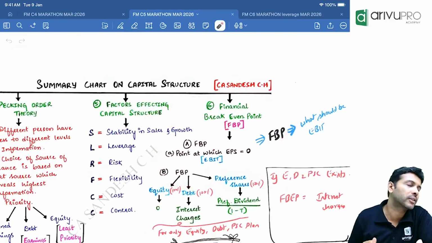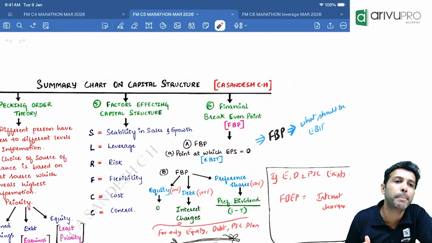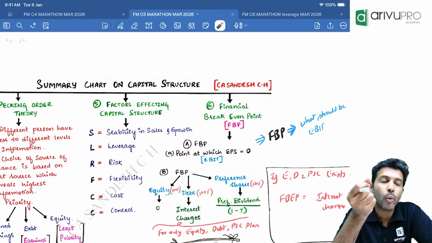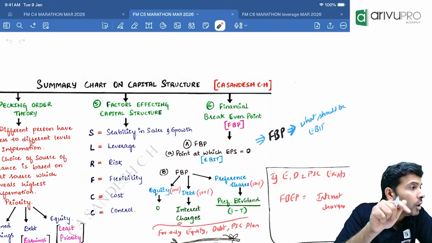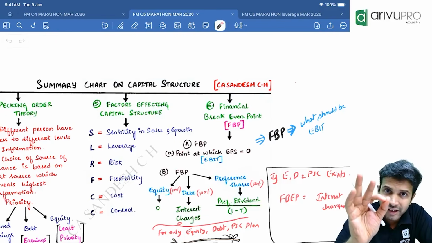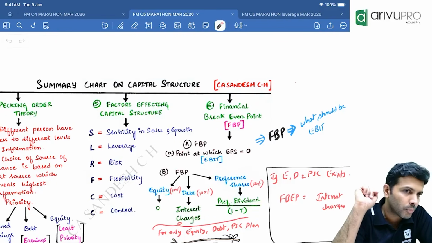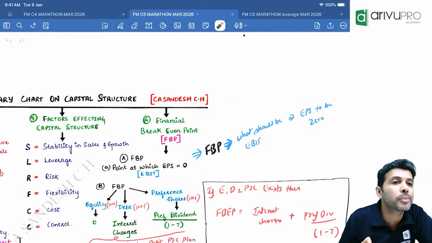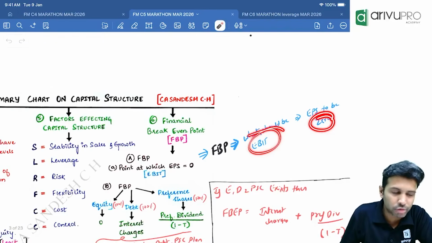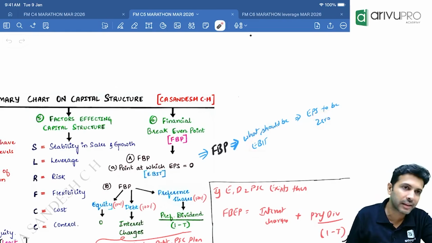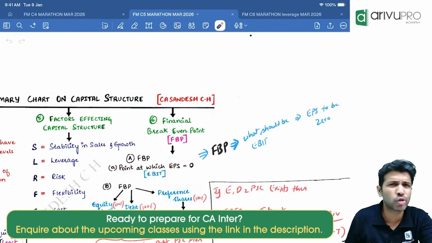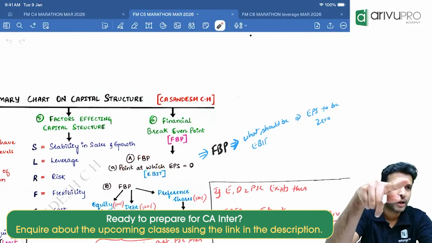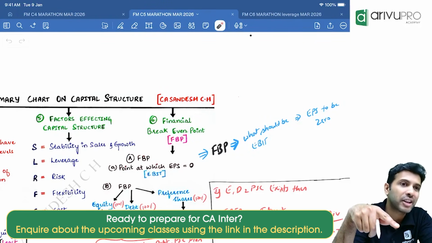Financial break-even point, or for class purpose, we used to call this FBP. Financial break-even point means, listen to this carefully: what should be the amount of EBIT so that EPS becomes 0? For EPS to become 0, what should be EBIT? That's what financial break-even point is trying to calculate. Break-even point means no profit, no loss. Financial break-even point means EPS should be 0. Operating break-even point means EBIT should be 0.